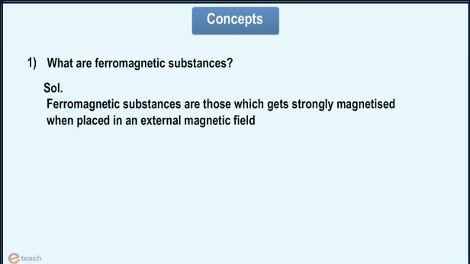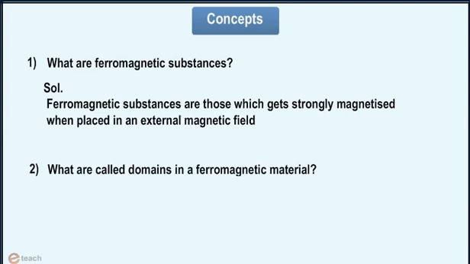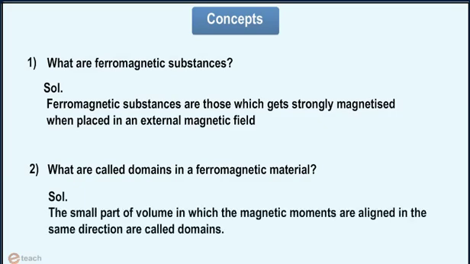Concepts. Number 1. What are ferromagnetic substances? Solution. Ferromagnetic substances are those which get strongly magnetized when placed in an external magnetic field. Question 2. What are called domains in a ferromagnetic material? Solution. The small part of volume in which the magnetic moments are aligned in the same direction are called domains.